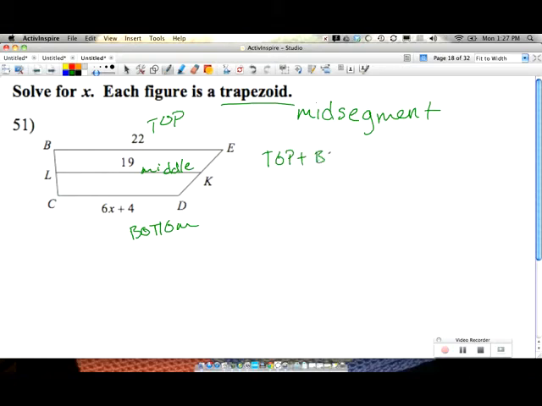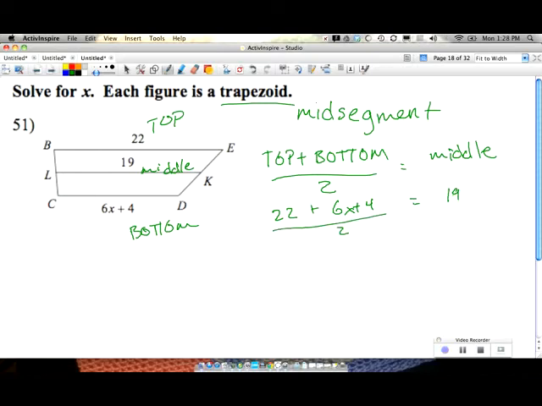So the average of two things would be the top plus the bottom. Then I add them up, I'm going to divide by 2, and that's going to equal my middle. So I'll start with that template, then plug in the pieces I have. The top is 22. The bottom is 6x plus 4. The middle is going to be 19. So I got to average this side to get to the 19.